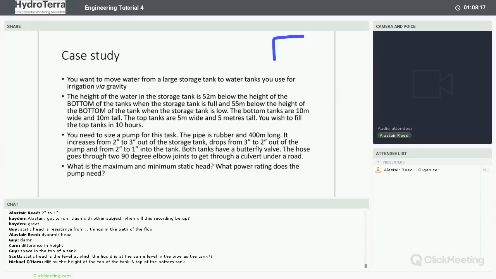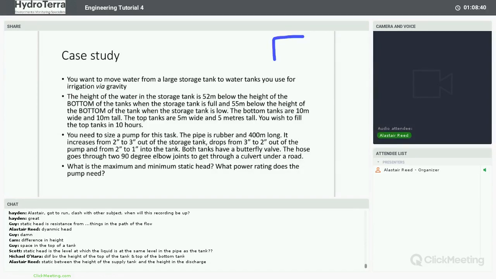So the static head is the difference between the height of the water in the discharge and the height of the water in the supply tank, or the wine, where it's coming from, and the height in the discharge.